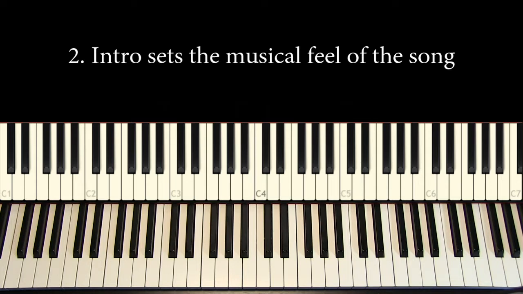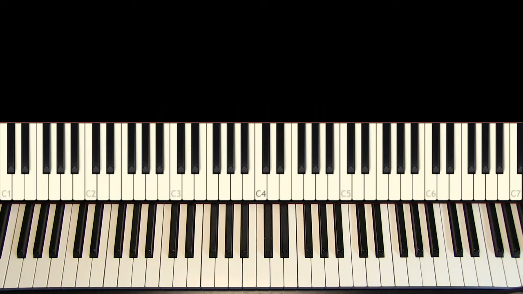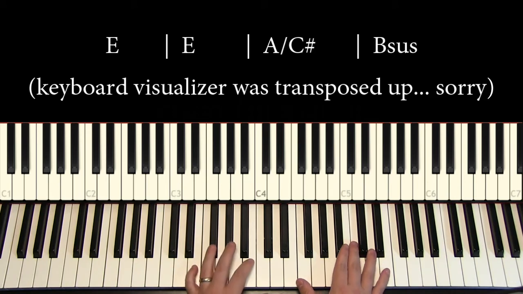You need to ask the question, what is the text saying? And you need to match your intro to that. So for example, if I'm given When I Survey the Wondrous Cross, and I have E, A over C sharp, and B sus.